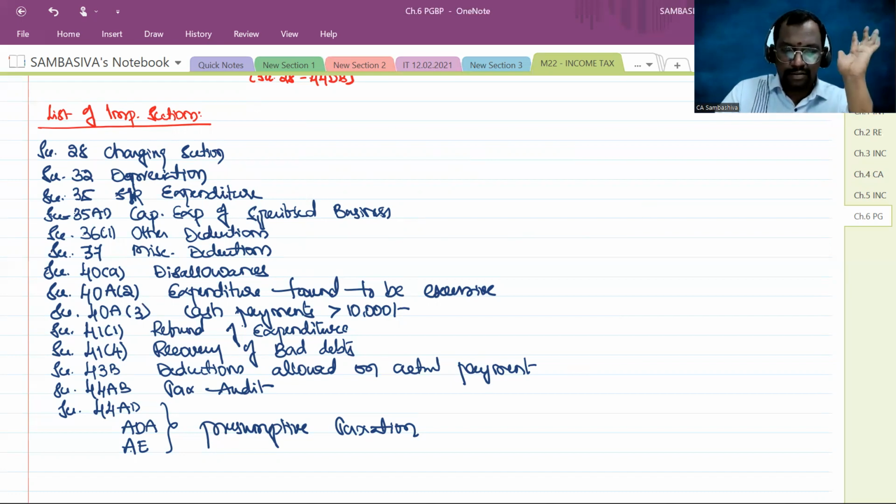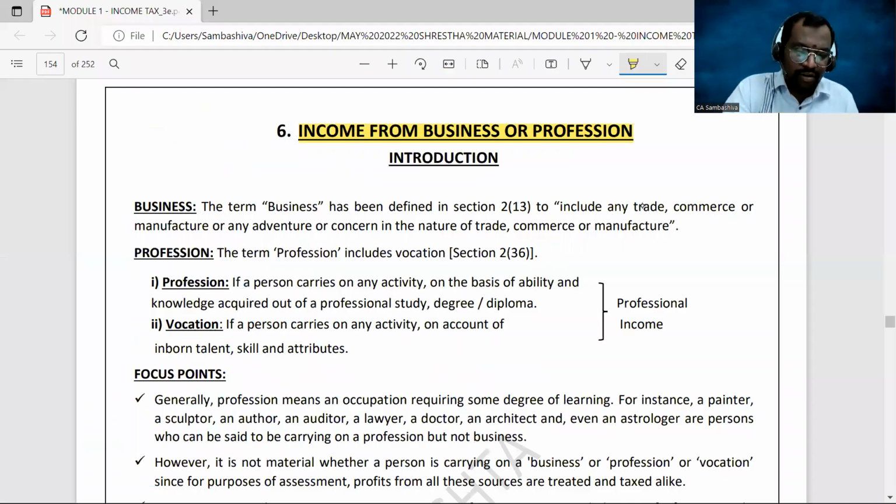So these are the list of important sections. Now let's have a brief introduction to this chapter. We have some basics: what do you mean by business? What do you mean by profession? Let us see.